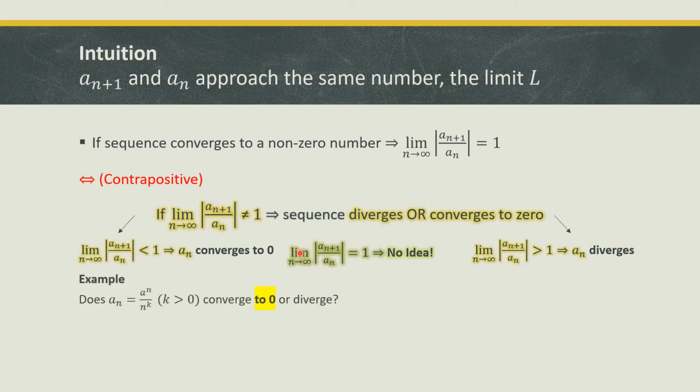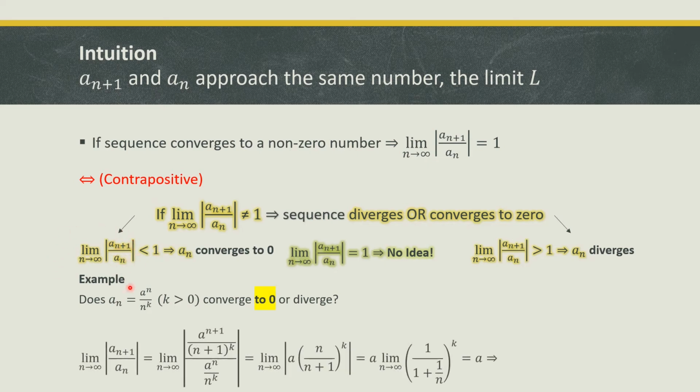So the first example is: does this sequence a to the n over n to the k, where k is greater than 0, converge to 0 or does it diverge? We would have done this in a previous video. You can see the link here, you can click that for the previous video, and we just used the binomial expansion for that. But here we will just use this test that we have developed. So let's write down this limit.